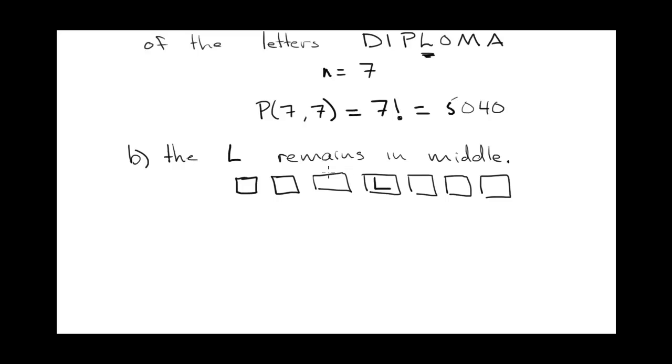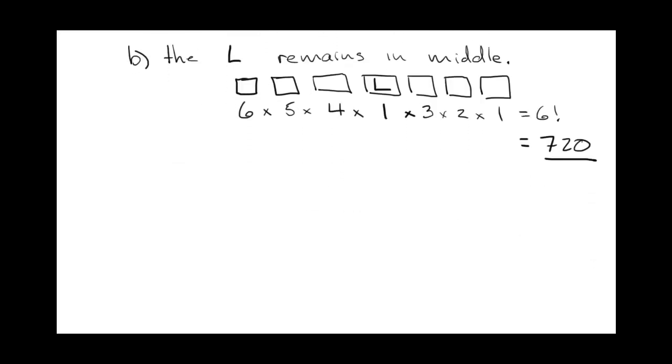How many letters could go in this first position? In the previous example, it would have been 7. But now, since the L has to be here, there's only 6. How many here? Well, now there's 5 left and 4 left. How many can go in here? Well, there's only 1. The L has to go there. 3, then 2, then 1. So really, this is equal to 6 factorial with a times 1 stuck in the middle there, but that doesn't matter. So 6 factorial is equal to 720. So there's 720 permutations where the L is in the middle. Just try listing all those. That'd be pretty difficult. So it's a good thing we know how to do this.